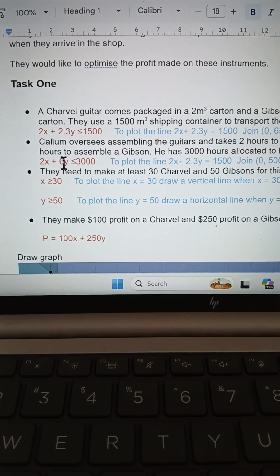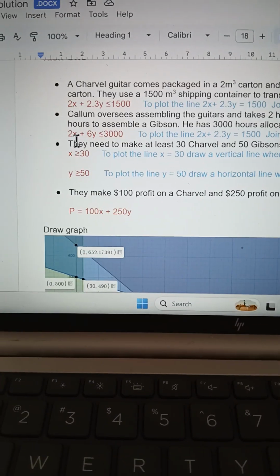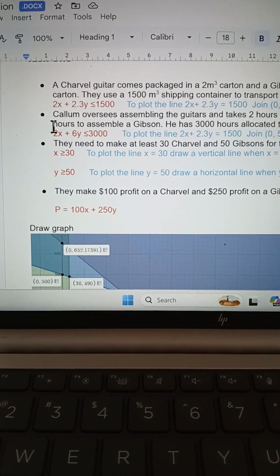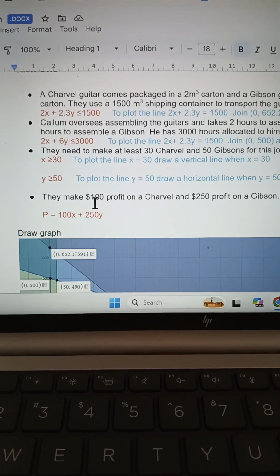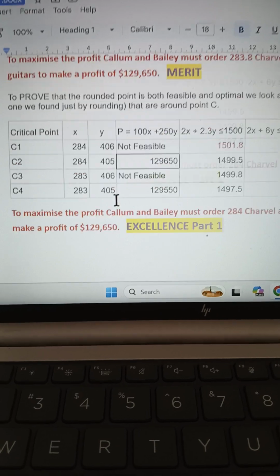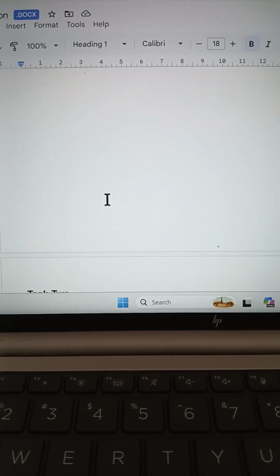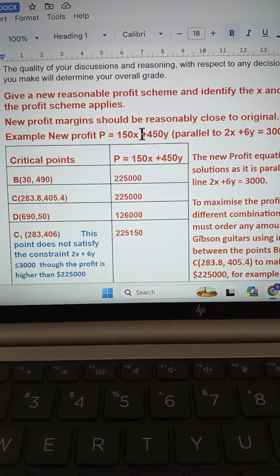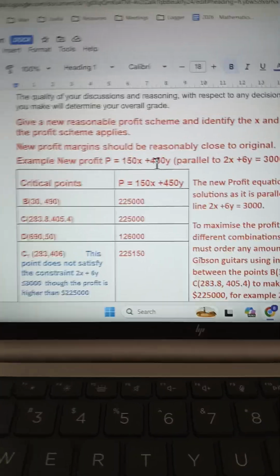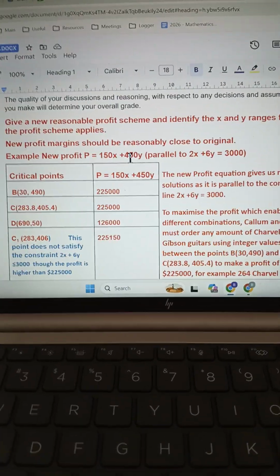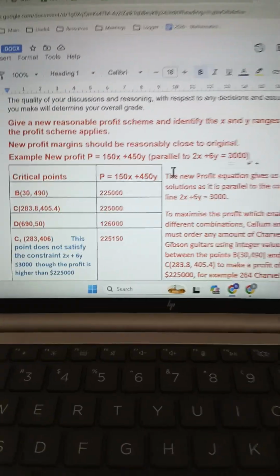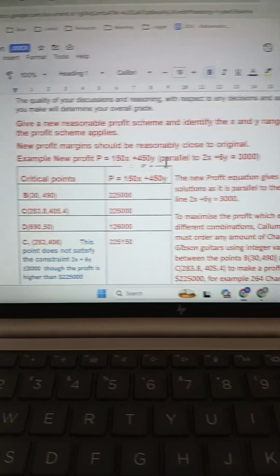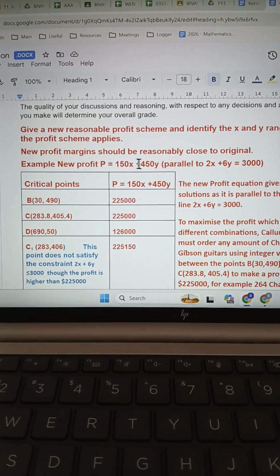X is 1/3 of Y here, so 2 is 1/3 of 6, so we just need it to be linearly proportional to that. So we change our profit equation, and the suggestion in this one here is to do it to 150 and 450. I would have chosen 100 and 300 actually, to be honest. I didn't do this working, but because it's even closer to the original values.